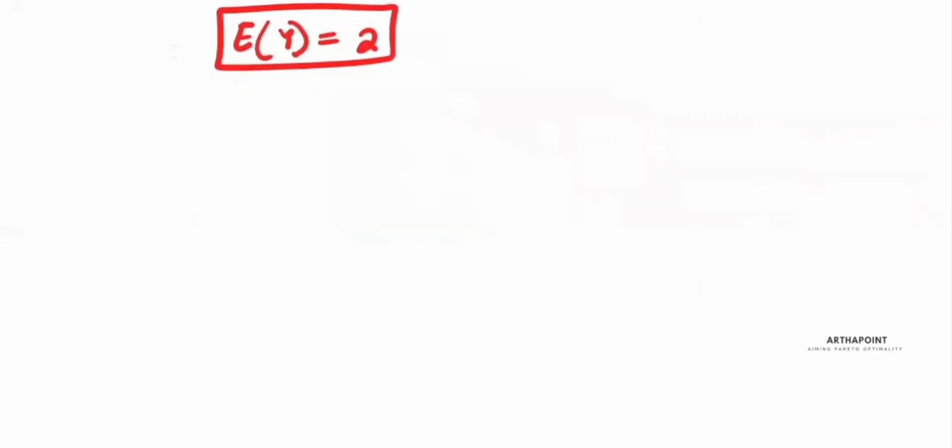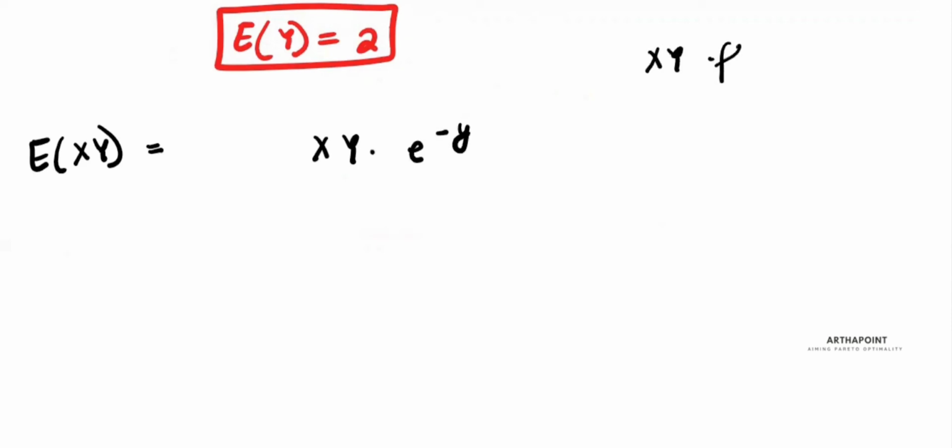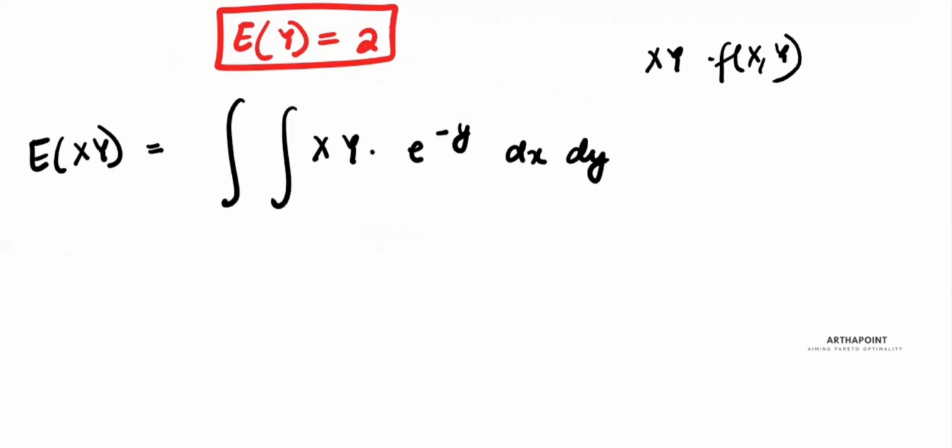So in order to do that, because I have to find the expected value of xy, I have to use the joint distribution. So it will be xy into the joint distribution. So ideally, how do you do that? E of xy will be xy into f of xy. That's what is given to me as e to the power minus y dx dy, and then double integrate.